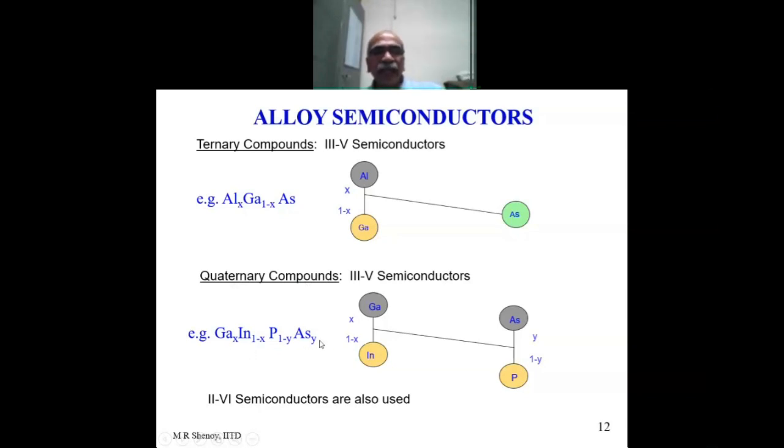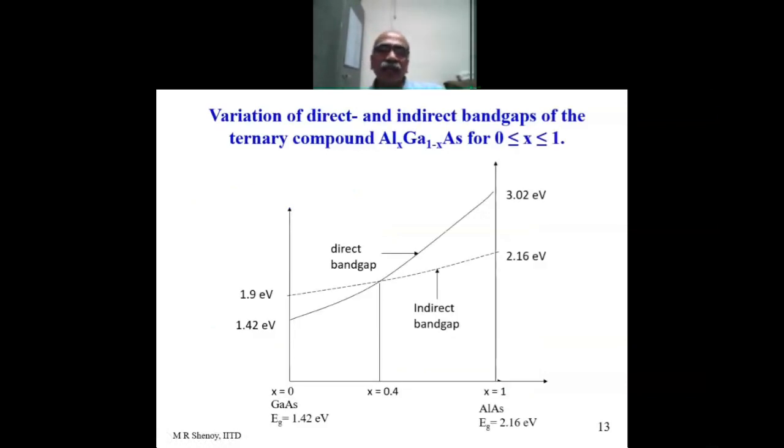Similarly, you can have quaternary compounds. For example, indium, gallium, arsenide, phosphide. You start with an indium phosphide substrate. An x fraction of indium is replaced by gallium, and a y fraction of phosphorus is replaced by arsenic, thereby forming a quaternary compound. There are various reasons why we go for such ternary and quaternary compounds, but I will just illustrate one of them. One of them is band gap modification.